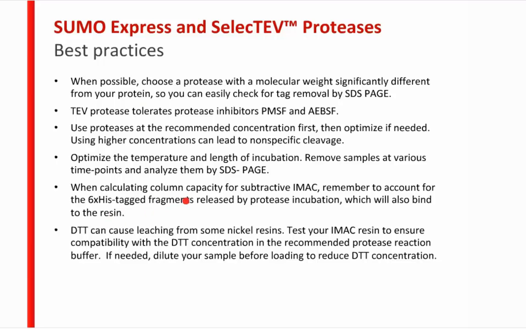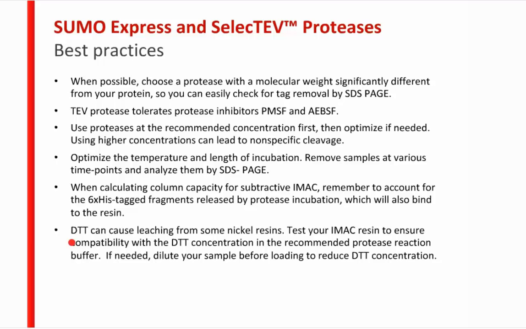DTT can also cause leaching from some nickel resins. If you haven't experienced this, it is not very fun. So we recommend testing your IMAC resin before putting your protein on it, just to ensure compatibility with the DTT concentrations in the recommended protease reaction buffers. It's 1 or 2 millimolar DTT, so it's fairly high. And if it's not compatible, you can always dilute your sample before loading to reduce that DTT concentration going on your column.